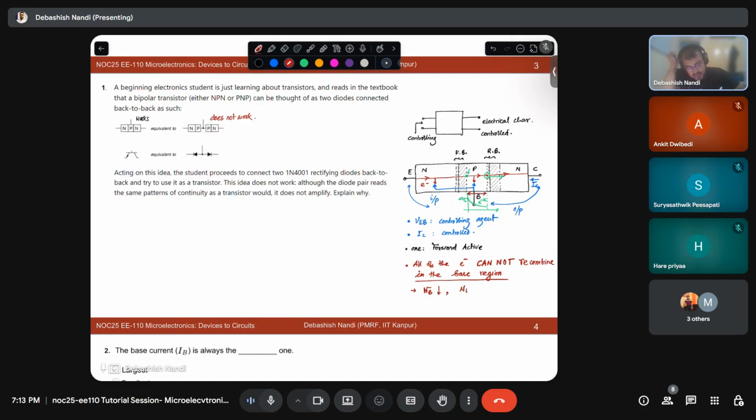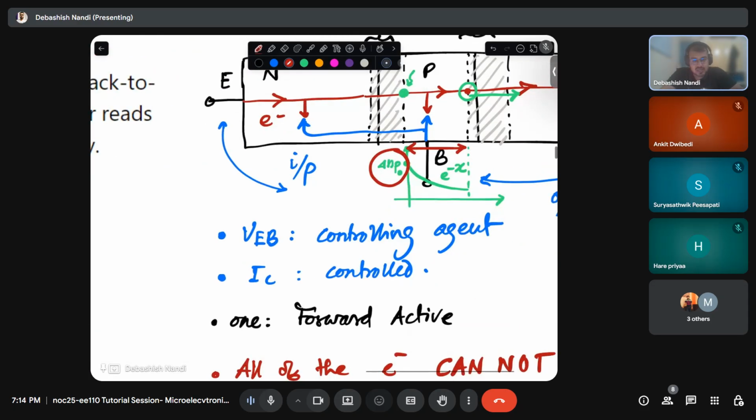That my N_E should be much more than N_B, or the concentration of the emitter should be much more than the base. That means this will ensure what? This will ensure that this quantity, this delta n_p0, the starting quantity for the excess electrons in the p-type base, is higher. Okay, and how will it be higher?